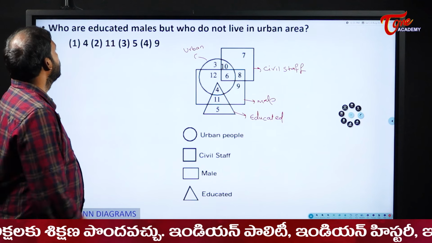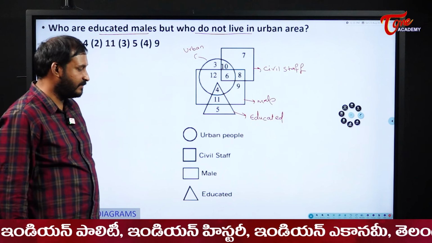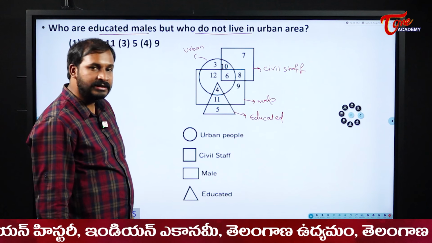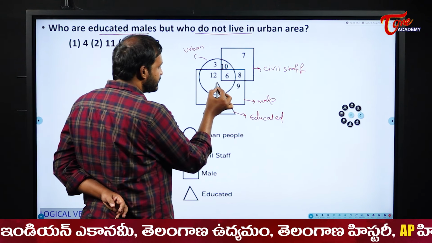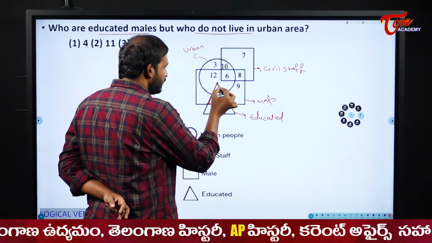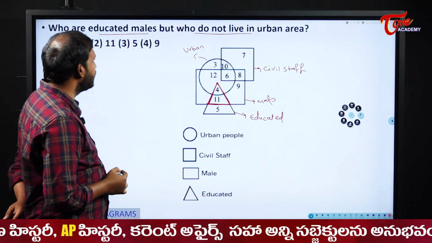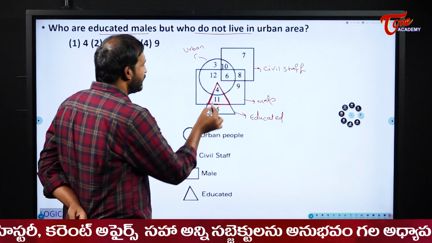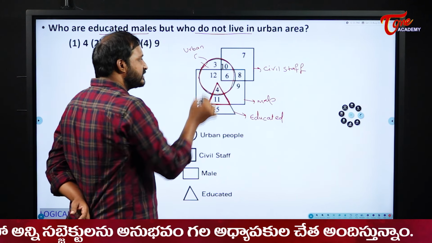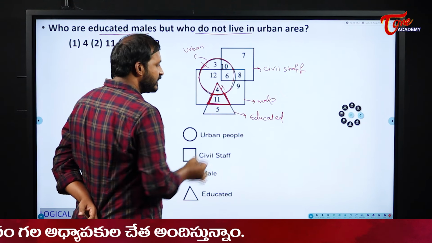Now see here, educated males but not living in urban areas. Educated males means I should take the intersection between rectangle and triangle. Where is the intersection portion here, students? This is the intersection portion between rectangle and triangle. But at the same time they are saying who do not live in urban areas. That means I should not consider this circle portion, so 4 gets deleted. So only this is the portion which I need to consider here.